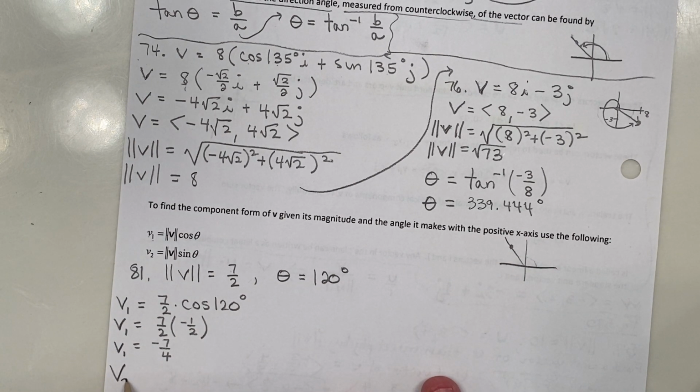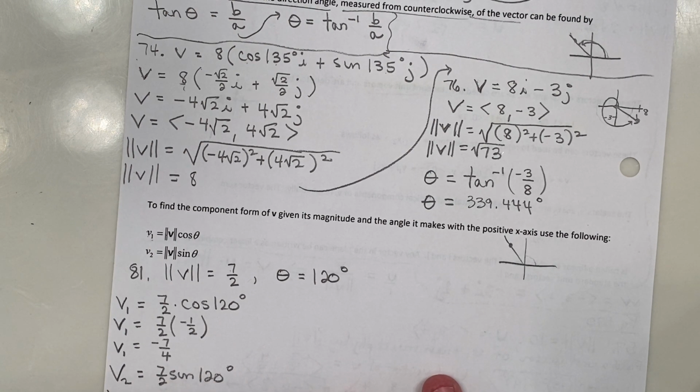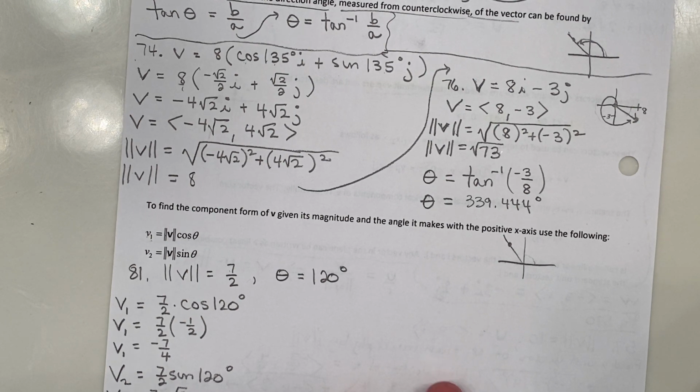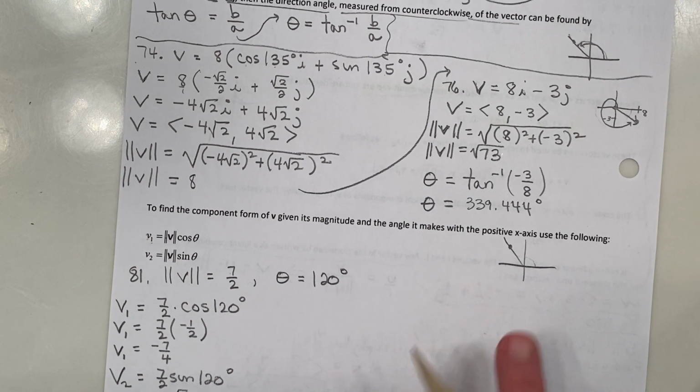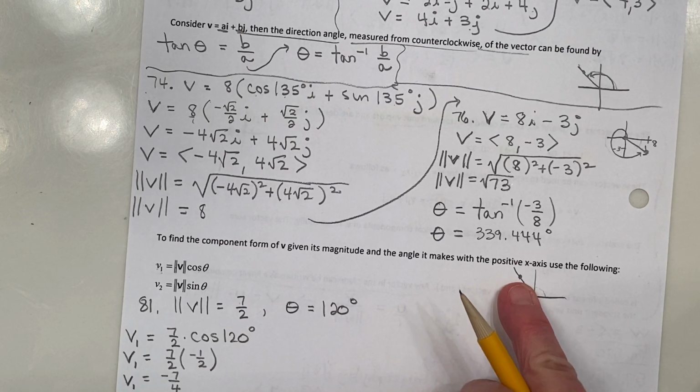Okay, v sub 2 is the magnitude times the sine of 120 degrees. So go to the unit circle. The y-coordinate would be square root of 3 over 2. Multiply tops and bottoms together. We would just get 7 square root of 3 over 4. So the vector component form would be those two components. And everything looks good because if I plotted and went left and then up, I know that that would be on the 120 degree angle.